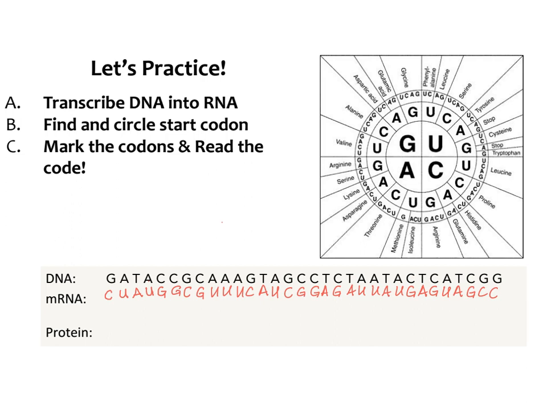Next, we're going to move on to step B, which is to find and circle the start codon. Now, the start codon on our wheel is not marked, and so we're going to take the time to mark it. There is only one start codon. That start codon is methionine, and it is found in one part of the wheel right here. Methionine has the code AUG. So AUG is always going to be the start codon that we're looking for, and it never changes.